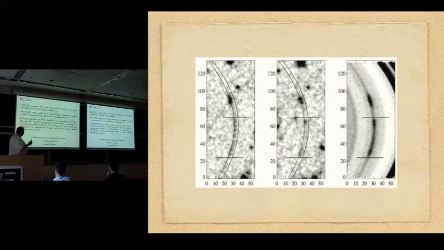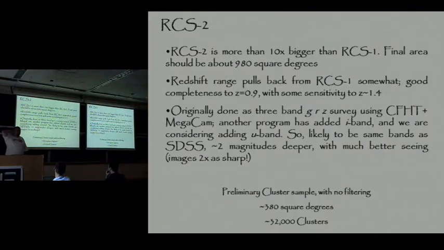It's originally a GRZ survey. Another program has added I. We may even eventually add U. So it's Sloan-like filters, basically, a few magnitudes deeper. And indeed, if you count up the total number of objects detected in the images, it is comparable to the total number of objects in the photometric sample in Sloan. The primary sample is roughly 200 million individual objects in these images.